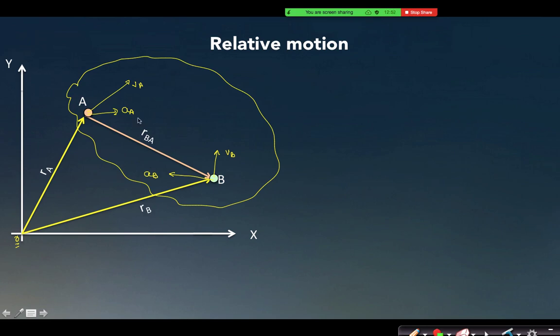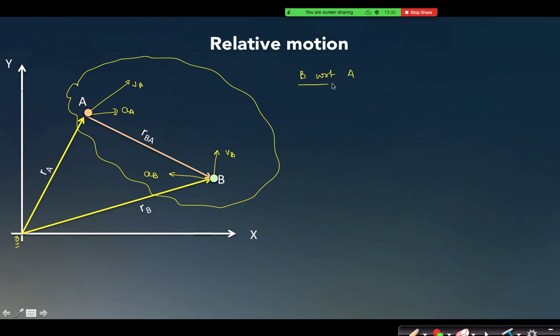What is the velocity A will see with which B is moving? What is the acceleration A will observe of B? So there are several things I can ask which are only related with the motion of A and B. Then I will shift my observer from here to any one of the particles. You can take any one of the particles to be at rest. So if I say that I will study all the motions of B with respect to A, B with respect to A.